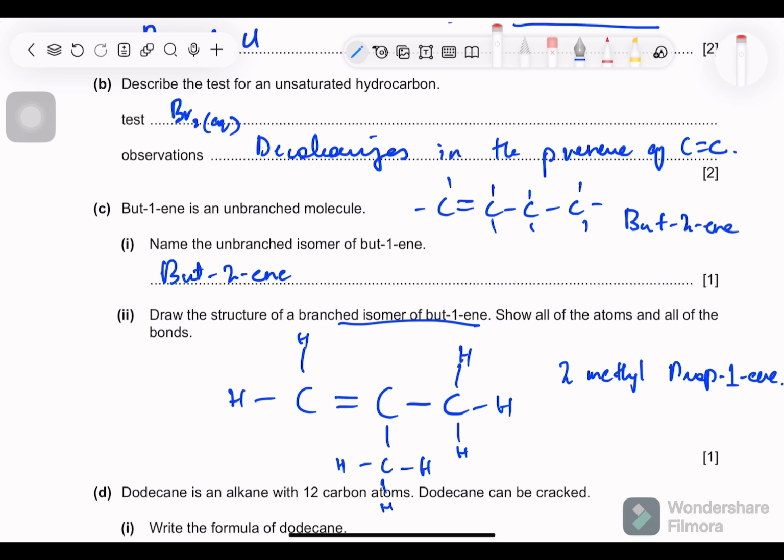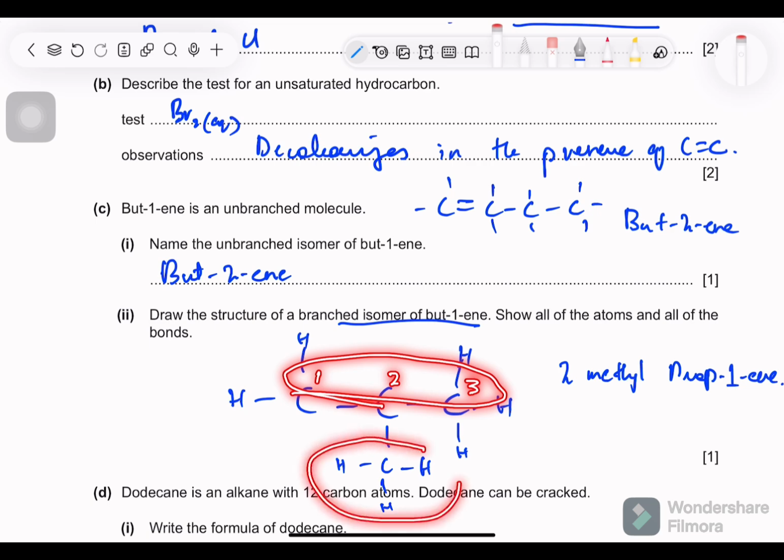How did we get 2-methyl? Because the carbon naming of the chain should start from where the double bond is. So 1, 2, 3. This is the highest number of carbons we can get in a straight chain. So this is the main parent chain, and this is a methyl group on the second carbon.